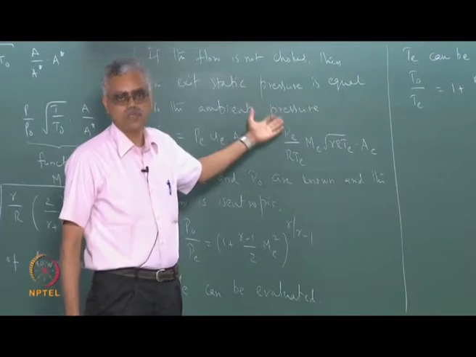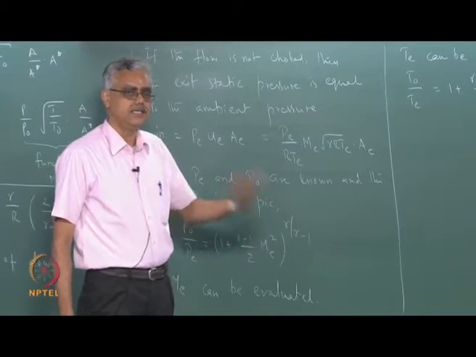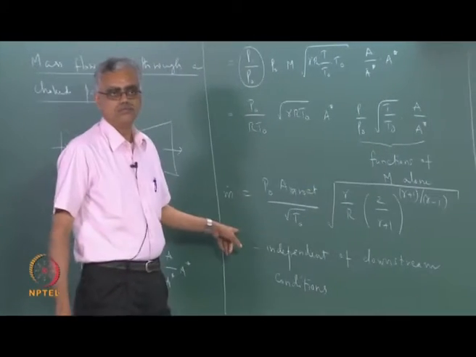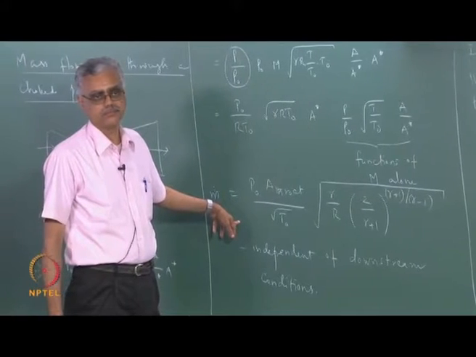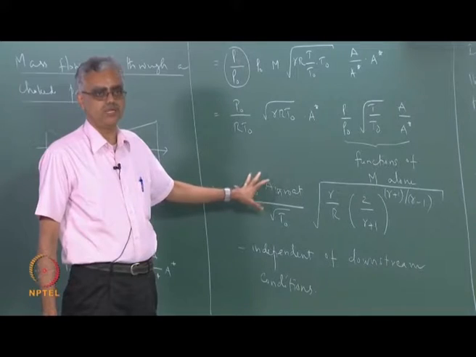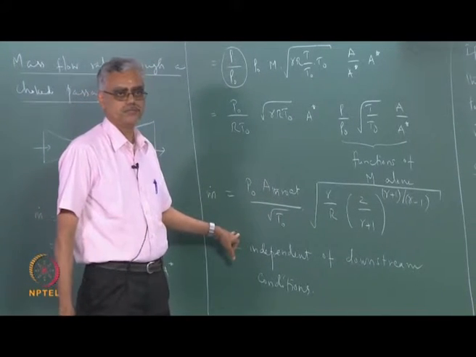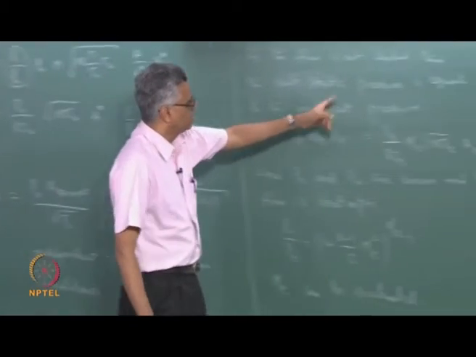This is if the flow is not choked. Once the flow is choked, the exit pressure is no longer sensed by the flow, which is why we go to this type of a situation. Okay. So, once it is choked, any further change in mass flow rate has to be achieved only by changing these quantities.